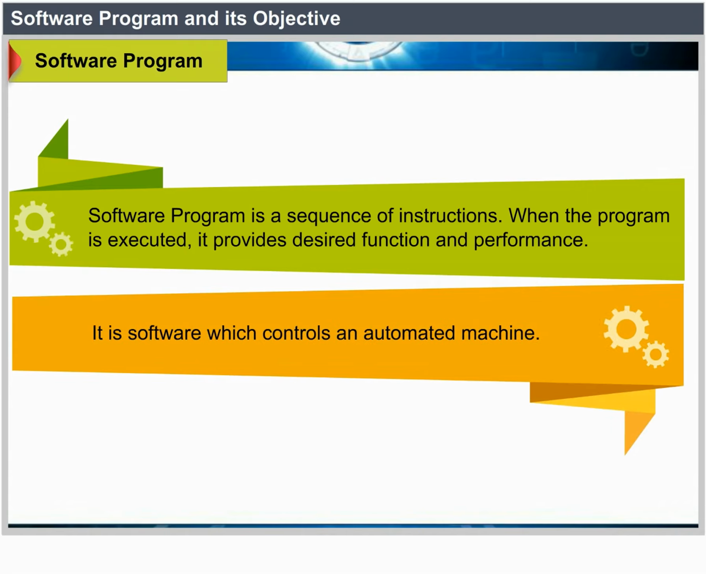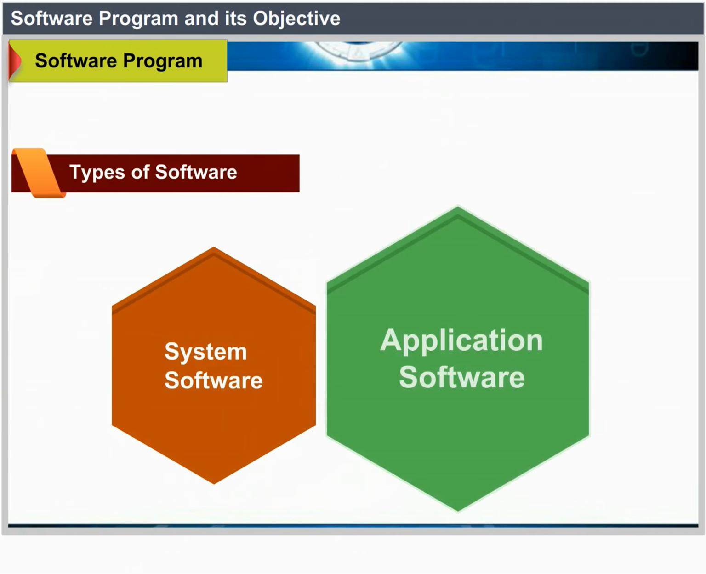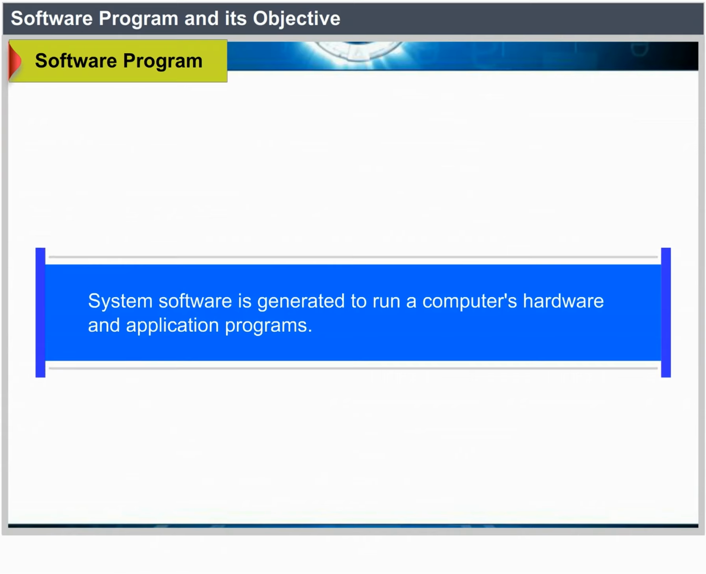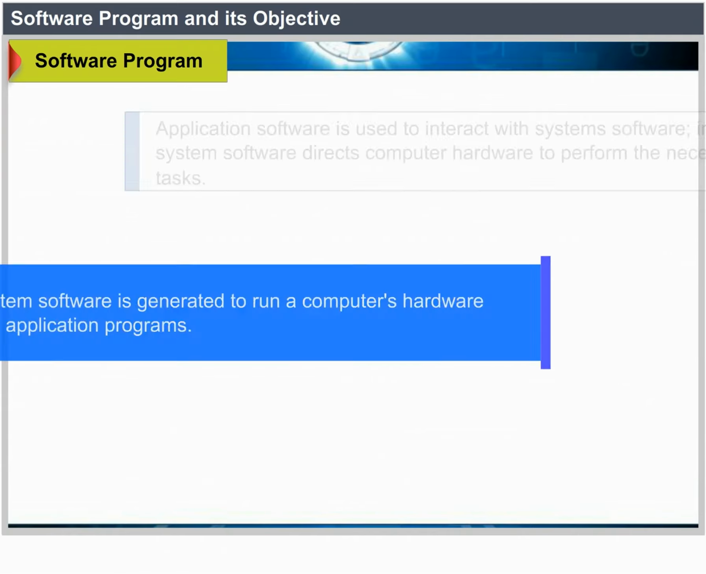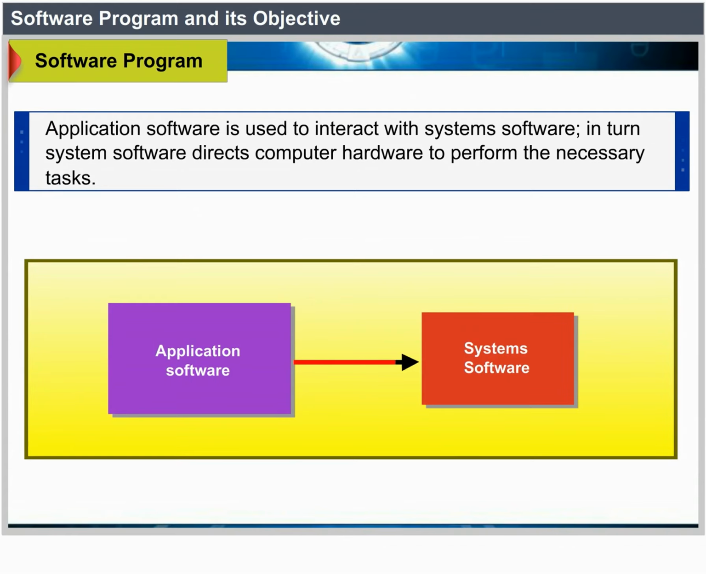Types of software. System software. Application software. System software is used to run a computer's hardware and application programs. Application software interacts with system software. Then, system software directs computer hardware to perform the necessary tasks.